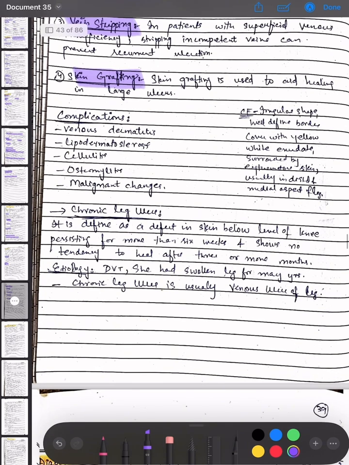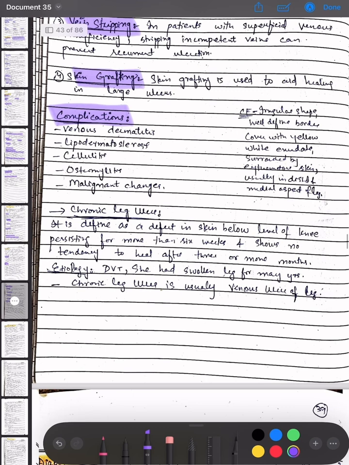What are the complications of venous ulcers? These are venous dermatitis, lipodermatosclerosis, cellulitis, osteomyelitis, and malignant changes. These are the complications. Okay, what are the clinical features of ulcers? These are irregular shape, well-defined border covered with yellow-white exudate surrounded by erythematous skin, usually in the distal and medial aspect of the leg.